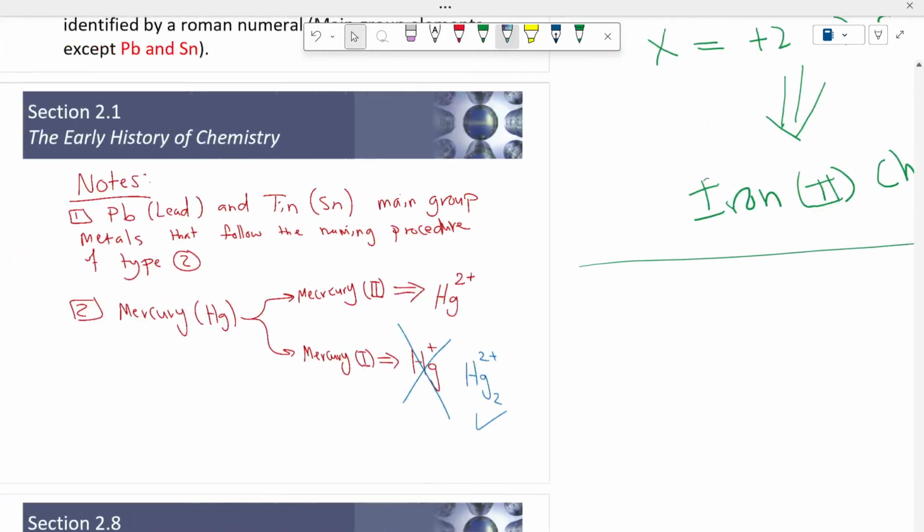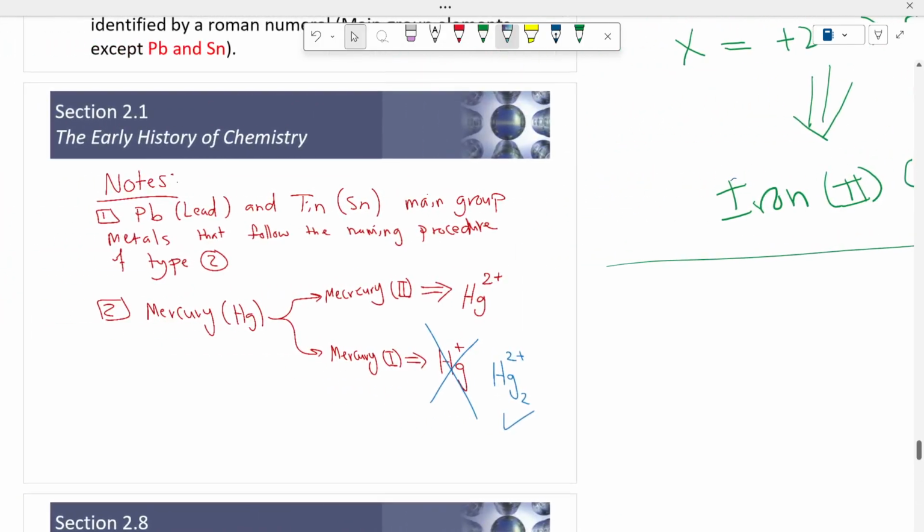Here we have some notes. For type 2, you should take these 2 notes into consideration. The first note is lead. If you have lead or tin, Pb or Sn, these are main group metals.